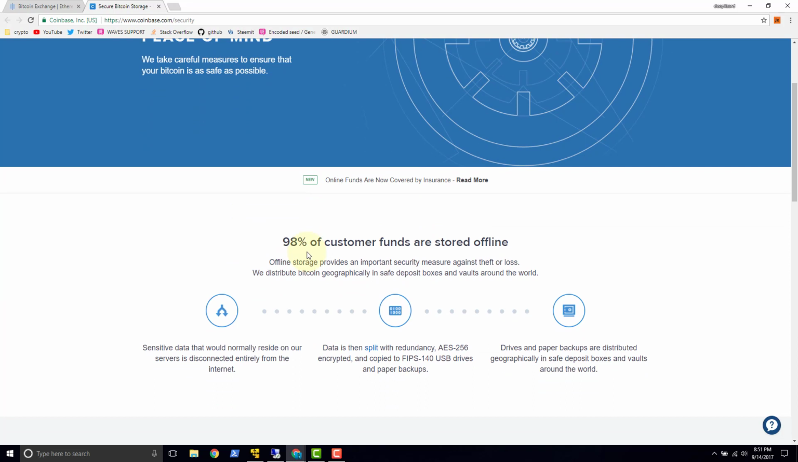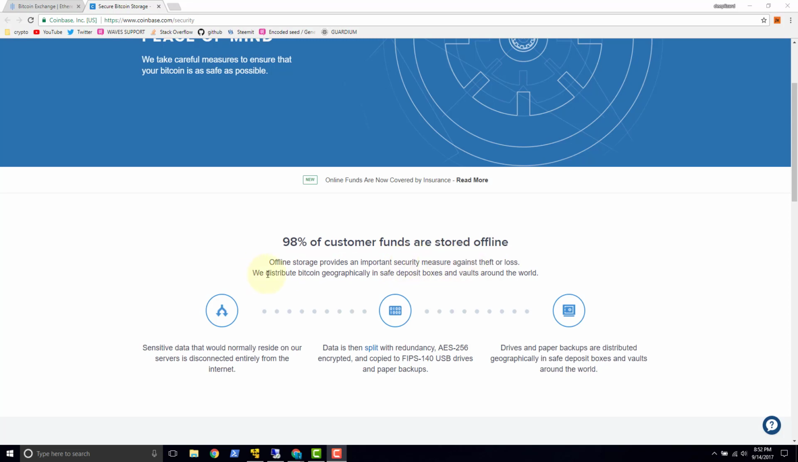Scrolling down further, and they mention this on their homepage, 98% of customer funds are stored offline. So that means these things are not touching the internet. So a hacker sitting at their computer somewhere, anywhere around the world, they're not going to be able to access these systems because they are offline systems. Offline storage provides important security measures against theft or loss.